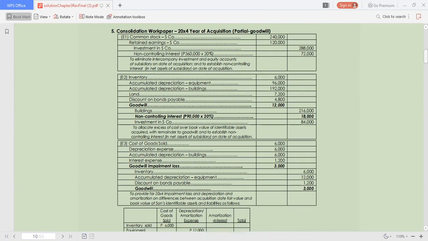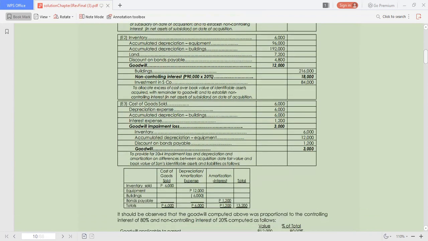Now, to provide for 20x4 impairment loss and depreciation and amortization on differences between acquisition date fair value and book value of Sun's identifiable assets and liabilities. So we have now the inventory is considered as sold, 6,000, and the equipment, the depreciation annually, that's 96,000 divided by remaining life of 8 years. So we have now 12,000. And the buildings, due to the overvaluation, we are deducting by 6,000. And interest expense is to be recorded for the discount amortization, 1,200.